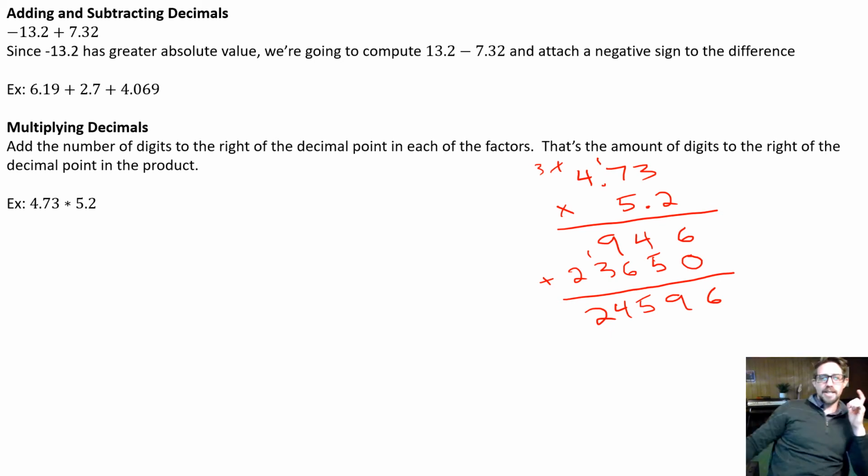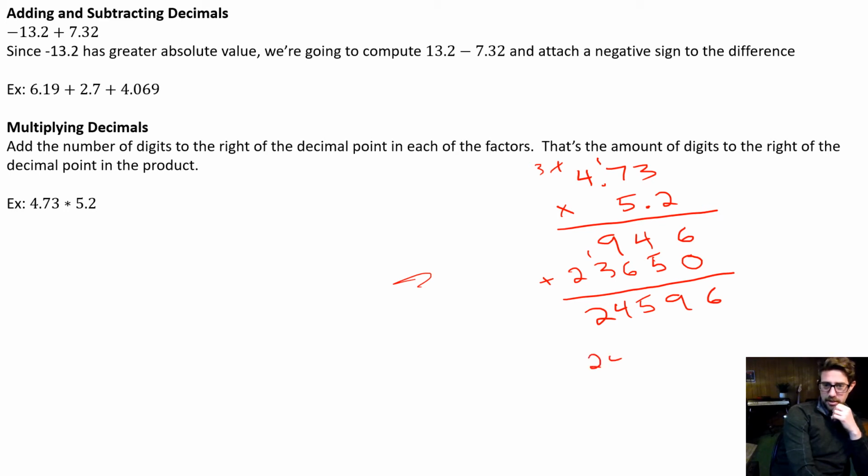I would like to think that if you got to here, you would look back at the original problem and say, is there any way 4 point something times 5 point something could be 24,000 something? No, doesn't seem right. Seems more like it should be 20 something, right? Because 4 times 5 is 20. So that's when you go, okay, where am I? I have 2 digits here and 1 digit here. So I need 3 digits after the decimal place in my answer, and there it is. There is my answer.